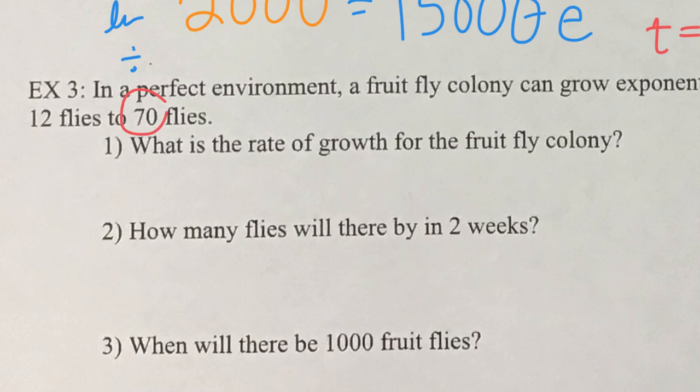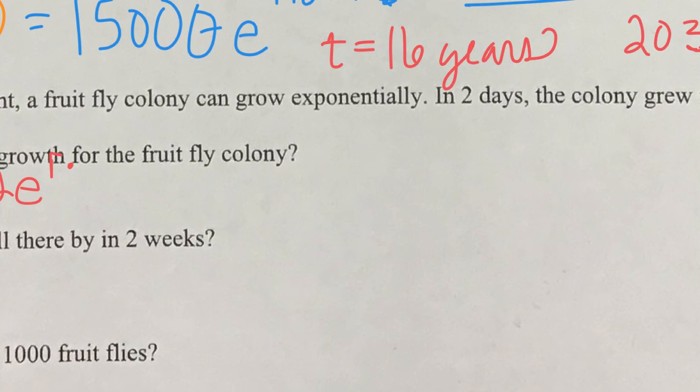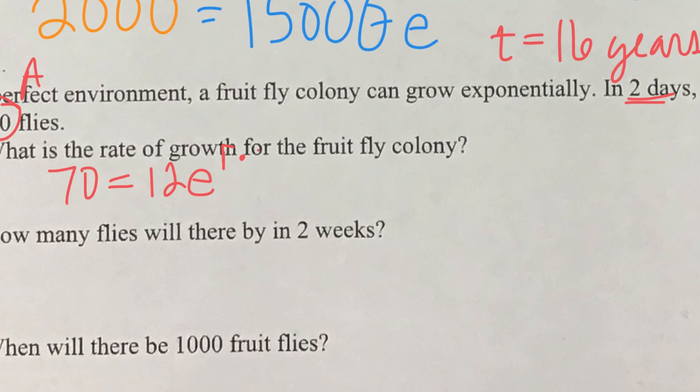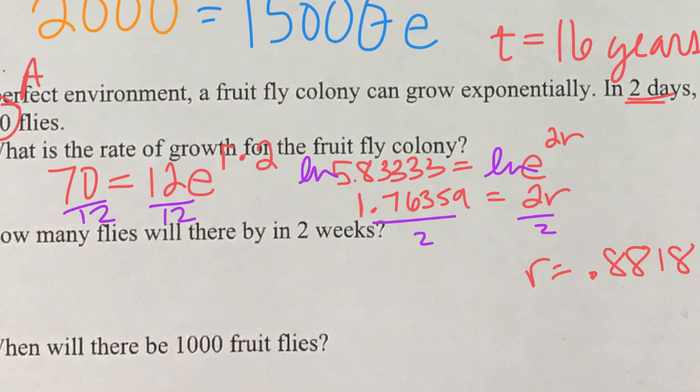Okay, so our 70 is your A value and 12 is your P, right? We initially had 12. So we can set up this equation, 70 equals 12e to the r times t. How long did it take it to grow from 12 to 70? 2 days. So 12 to 70 in 2 days. Our 3 steps are always divide, natural log, and divide. Okay, so do that and come back and check, see if you got it right. The rate I got was 0.8818, which is 88% growth. That is some fast-growing fruit flies, 88%.